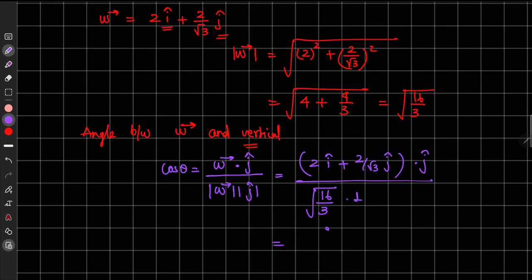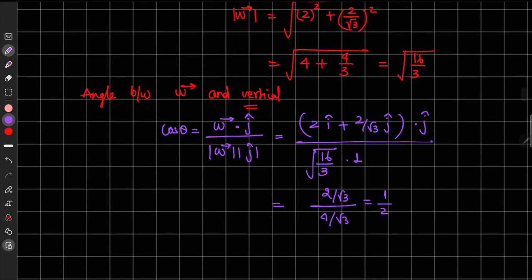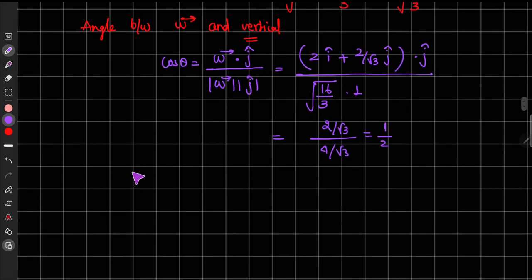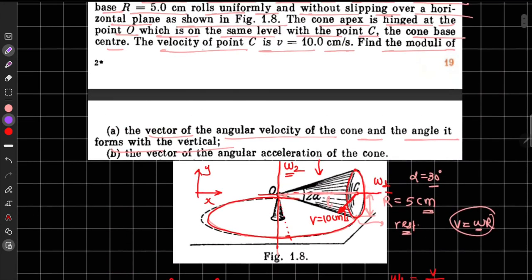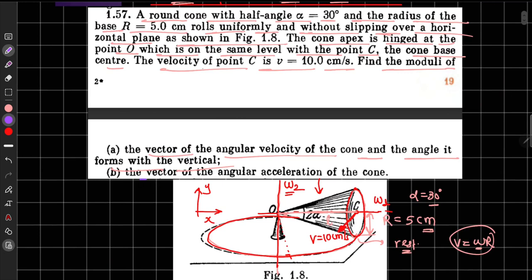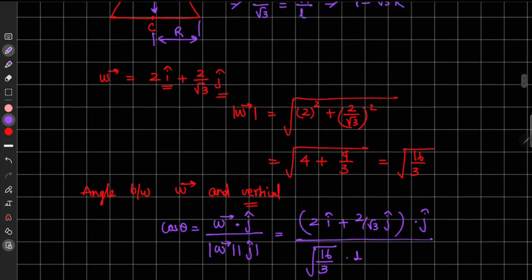So from here we will get 2 by root 3 divided by 4 by root 3, which is equal to half, and for cos theta equal to half, theta will be equal to 60 degrees. Okay, so this is the angle we got, that is the angle between the angular velocity vector and the vertical direction. Let us talk about the B part. In the B part we have to find the modulus of the angular acceleration vector of the cone.